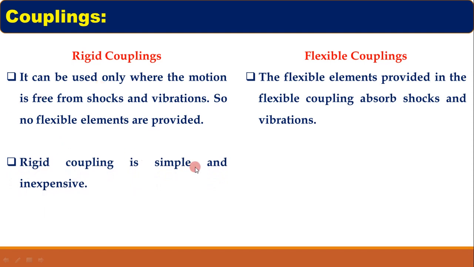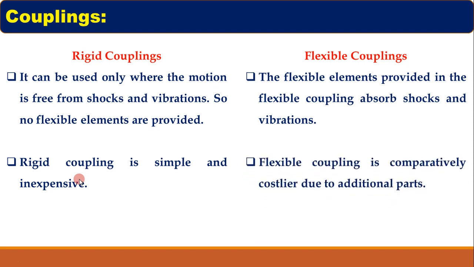A rigid coupling is simple and inexpensive because no complicated flexible elements, which are costlier, are required. Flexible couplings are comparatively costlier due to additional parts. Which type of additional parts are required? Flexible elements like a rubber bush are used in the flexible coupling to absorb shock and vibrations, and also to tolerate the misalignment between the axes of the shafts.